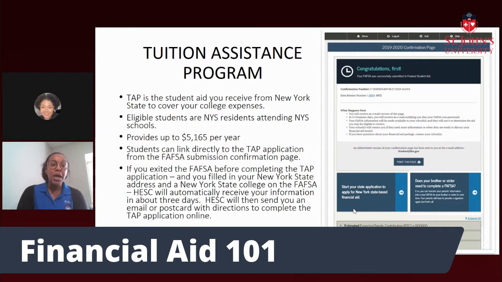And typically, TAP provides up to $5,165 per year. And again, that is based on attending a four-year university, but there are different terms and requirements and dollar amounts associated with attending a two-year university. Students can link directly to the TAP application from the FAFSA submission page. So as you will see over here, it asks you, I'm sorry, where is it at?